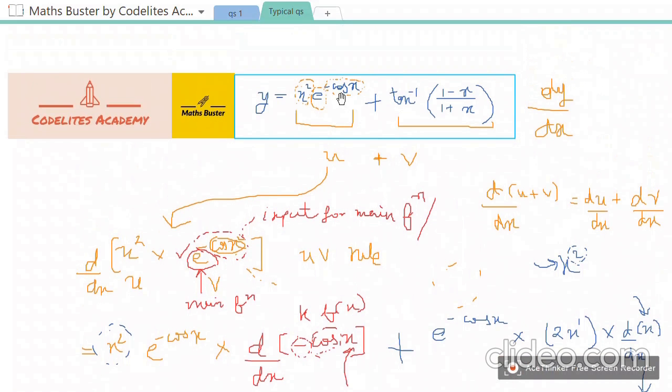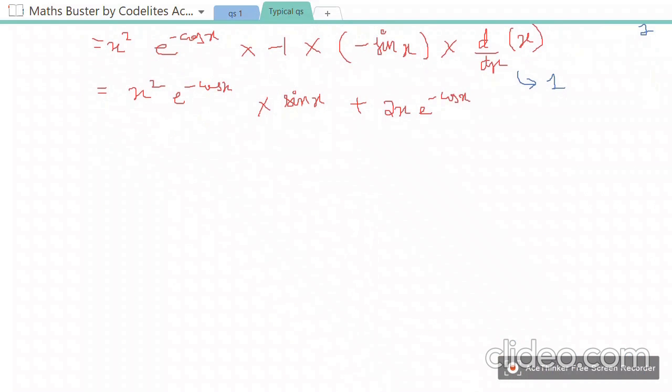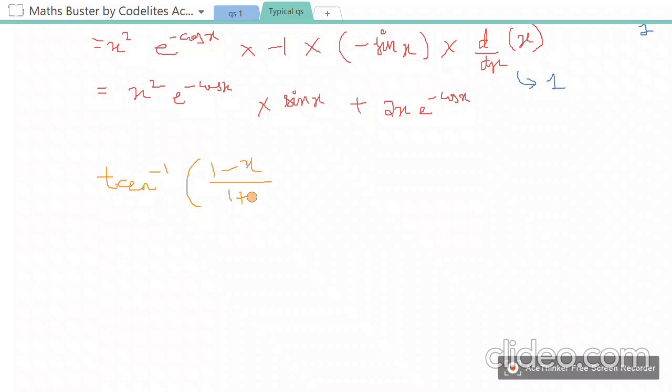This is your next: tan inverse of 1 minus x upon 1 plus x. Tan inverse of 1 minus x upon 1 plus x.